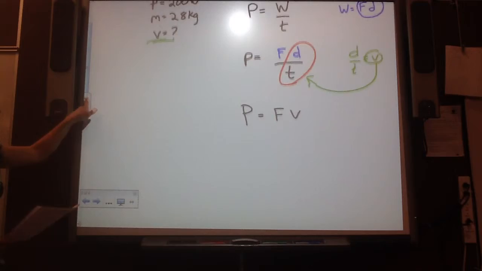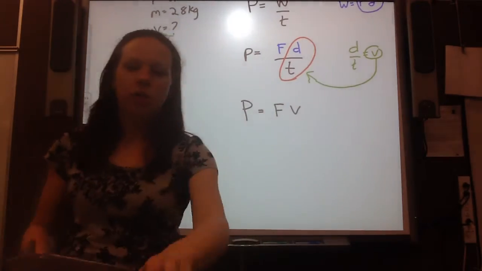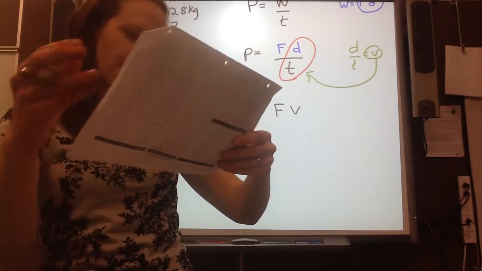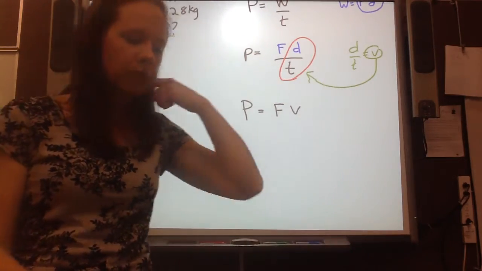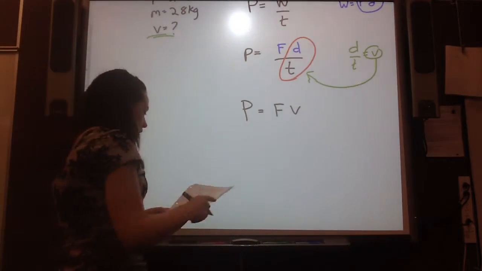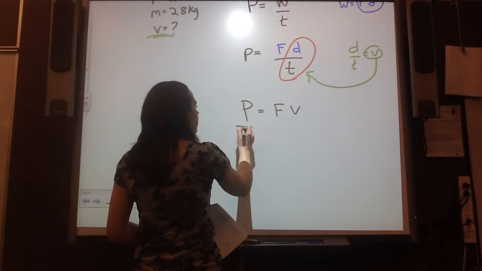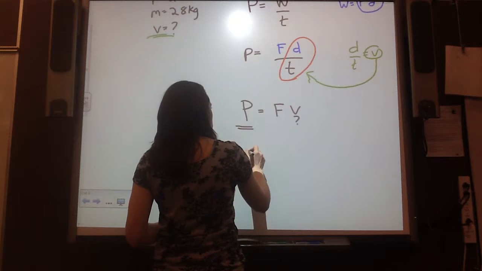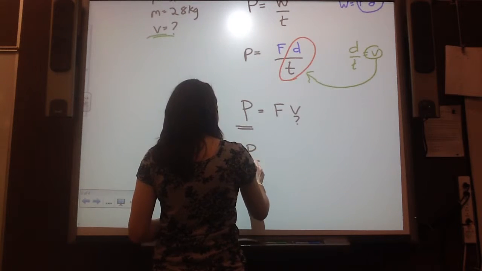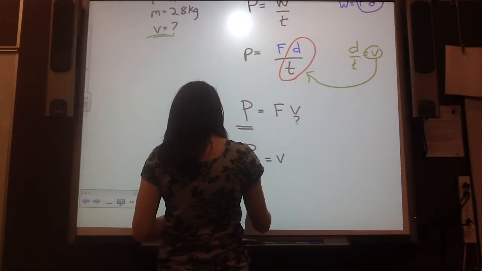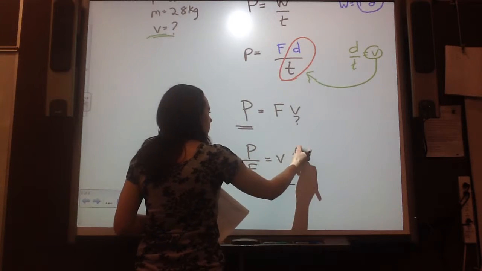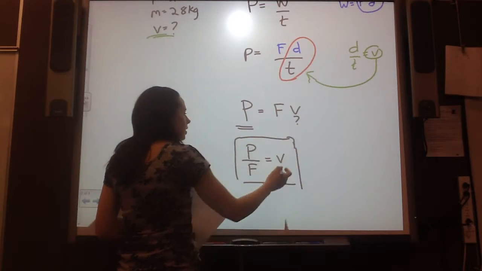So this is not in your formula sheet. You think your power one is, though. Yeah, your power is in there. Okay, so now we know P and we're looking for v. So let's rearrange for v. So P divided by F is equal to v. Okay, this is the formula that we need to use.